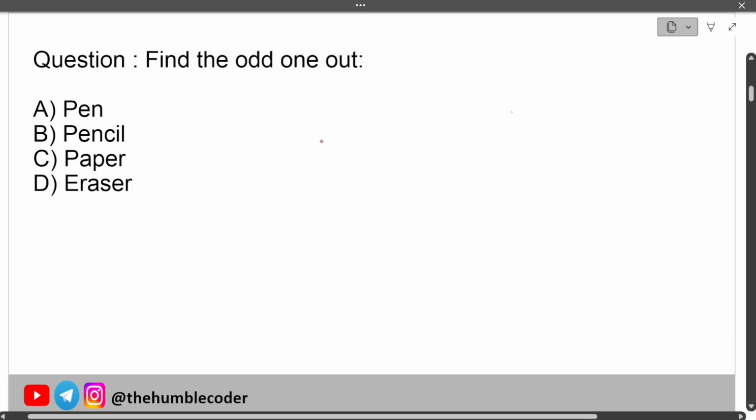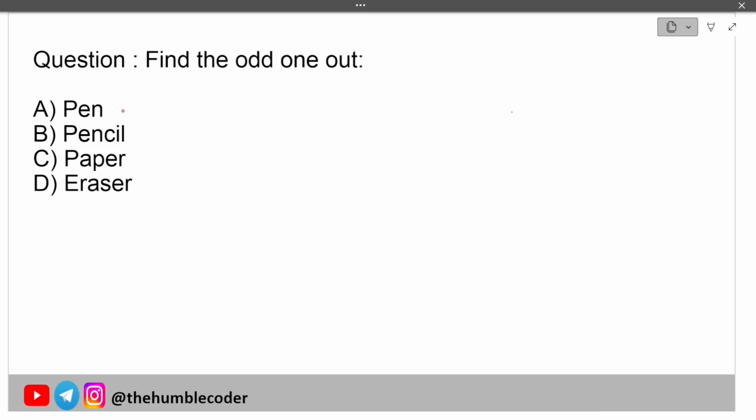Let's look at the first question. This one, let's see what is the question that we have. Find the odd one out. We have been given four different options, and we have to find the odd one out of these options. The options are pen, pencil, paper, and eraser.